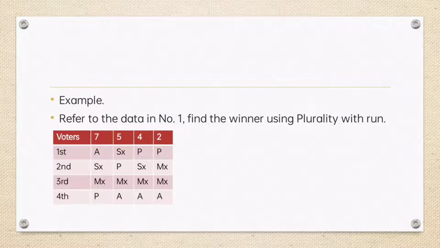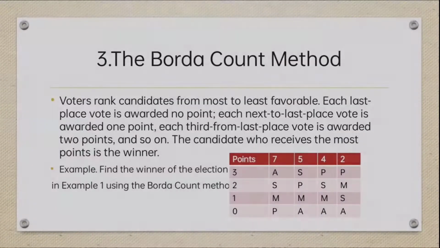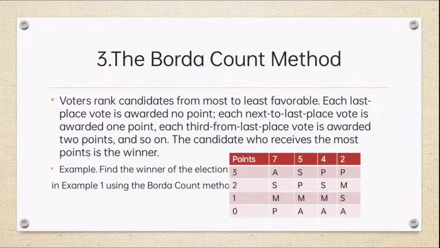Note that in this column we are only concerned with the fact that P is preferred to A, not the particular value of the preferences. 11 is the majority of the 7 plus 5 plus 4 plus 2 equals 18 people voting in the election. Those are 7 votes for A against 11 for P, and P is the new winner using the plurality with runoff method.